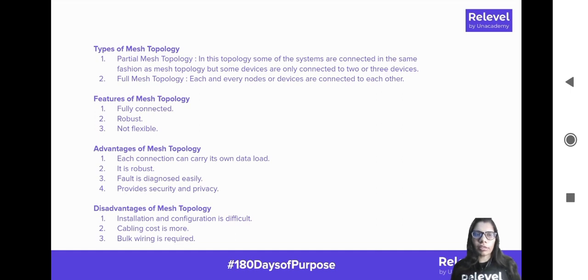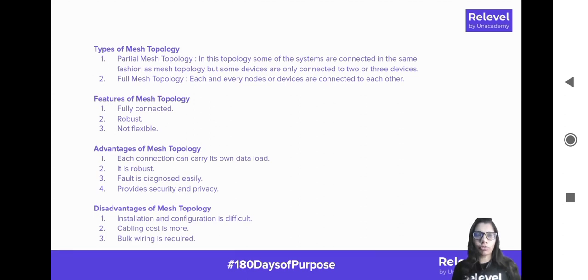So the first disadvantage is installation and configuration is difficult, just because you have to connect every device with all the remaining devices. Here cabling cost would be higher, just because a high bulk of wiring is required. Hence it is suitable for a small number of devices.